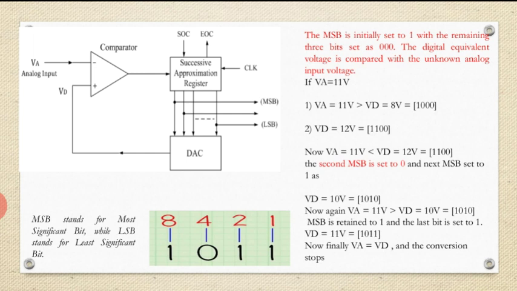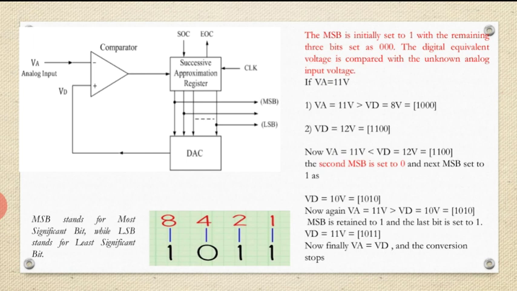And the successive approximation register, with SOC and EOC. We will not go into a more elaborate way, because in the textbook only the figure is given and you have to write the operation. So I am not explaining how SOC and EOC work. Just remember that SOC is start of conversion and EOC is end of conversion.